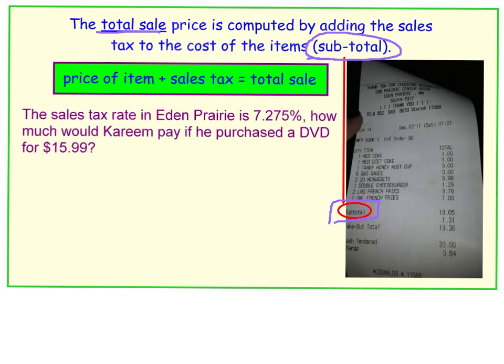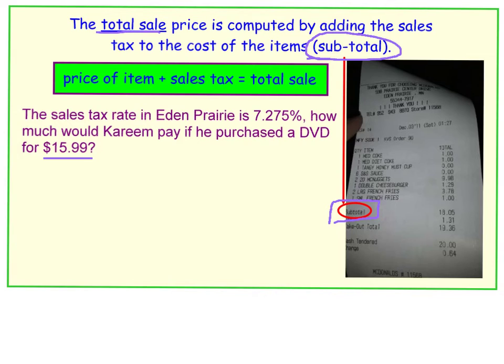So the first thing that we need is a subtotal, and when we read our problem, the sales tax rate in Eden Prairie is 7.275%. How much would Kareem pay if he purchased a DVD for $15.99? Kareem only purchased one item, so his subtotal is simply going to be $15.99. So we'll go through the same motions that we just went through for the last problem to first calculate the sales tax on Kareem's DVD.